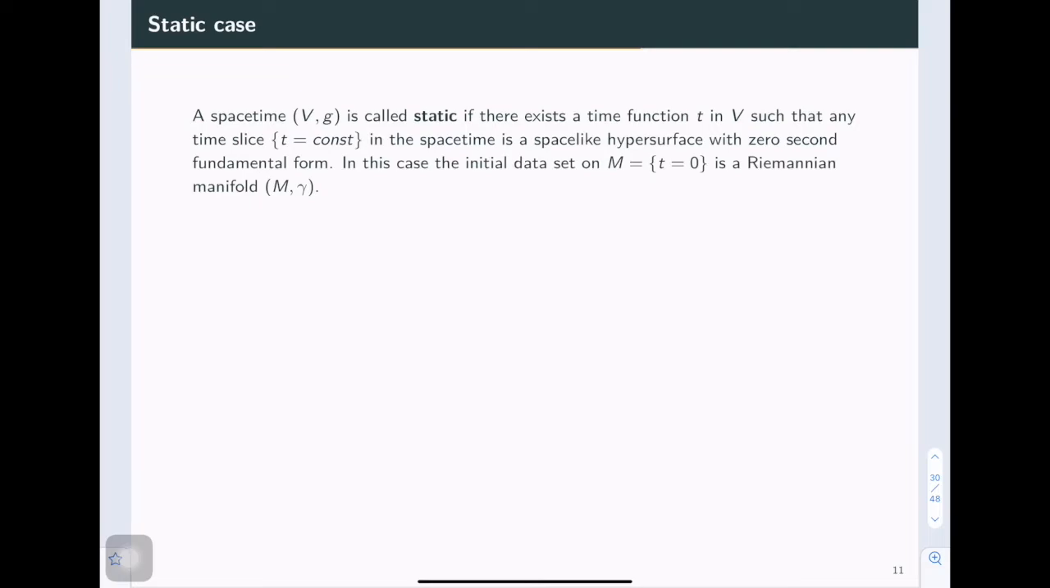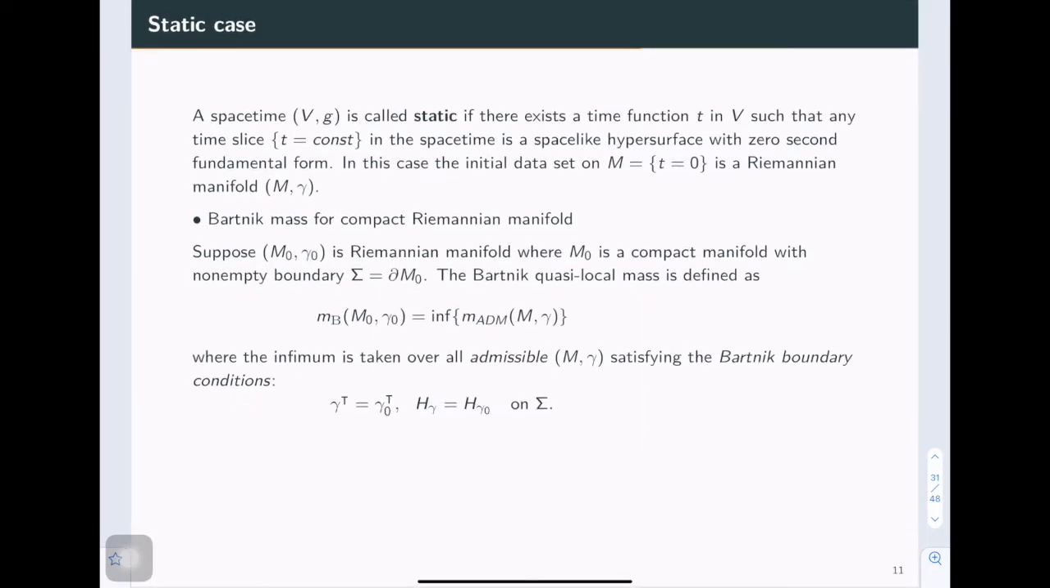Here we say a spacetime is static if there exists a time function t in the spacetime so that any time slice defined by t equal to constant in the spacetime is a spacelike hypersurface with vanishing second fundamental form. In this case, the initial data set induced on each time slice of the spacetime is simply a Riemannian manifold. Then we can write down a copy of the definition of Bartnik quasi-local mass, simplified in the case where the spacetime is static and the initial data sets are Riemannian manifolds.